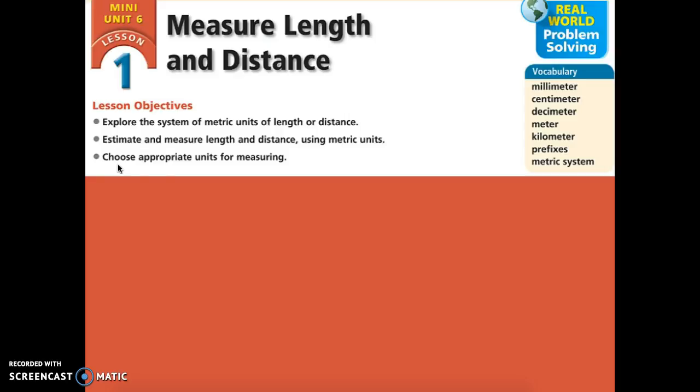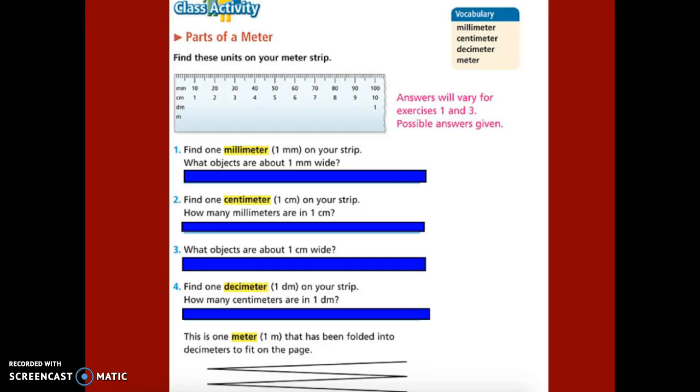So, with that being said, here are some of the vocab words we'll be discussing today. Millimeter, centimeter, decimeter, meter, kilometer, prefixes, and the metric system. This whole unit will be focusing on the metric system. So let's go ahead and get started.